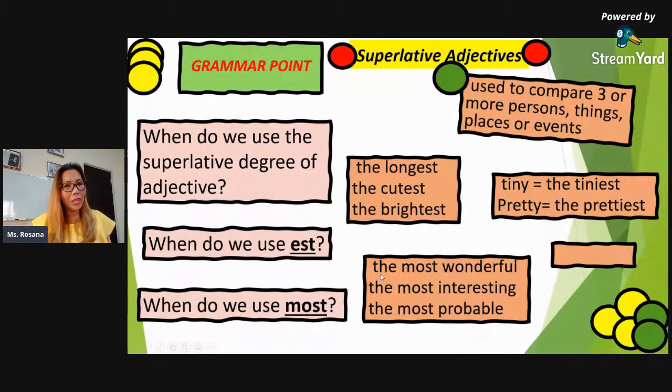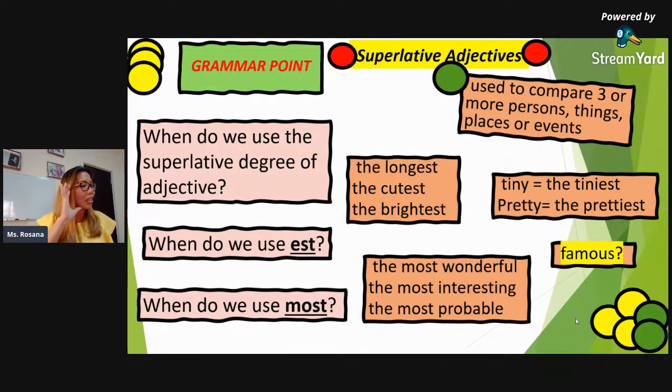So we use it for longer adjectives like the most wonderful, the most interesting, the most probable. Okay, but there are exceptions to the rule because there are short adjectives wherein we use most, like the most unique and the most famous. We don't say famousest, okay? So your clue is that you play it by ear, all right?